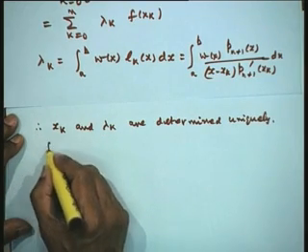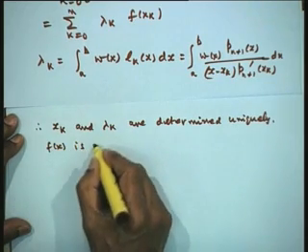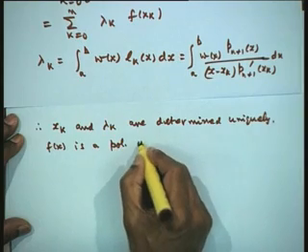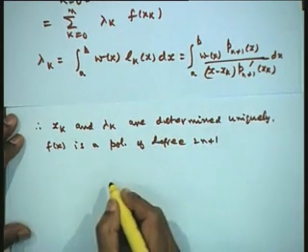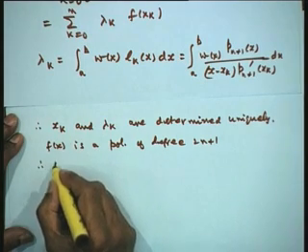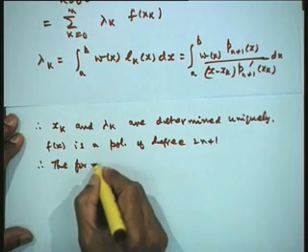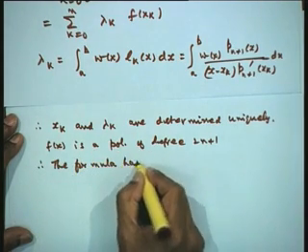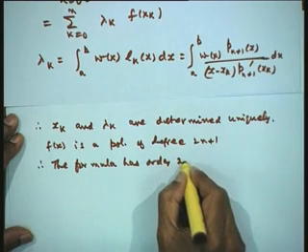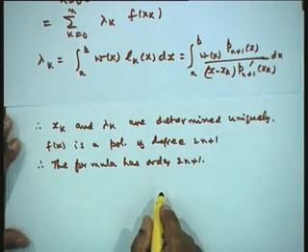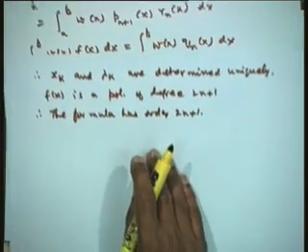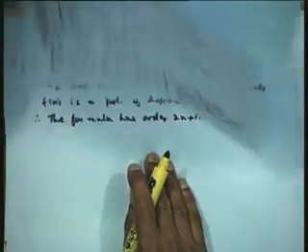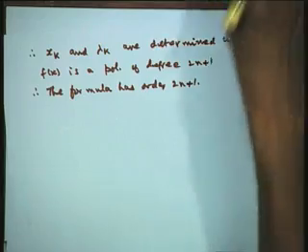And therefore, f(x) is a polynomial of degree 2n plus 1. Therefore, the formula has order 2n plus 1. We have to show that the lambda_k are positive.